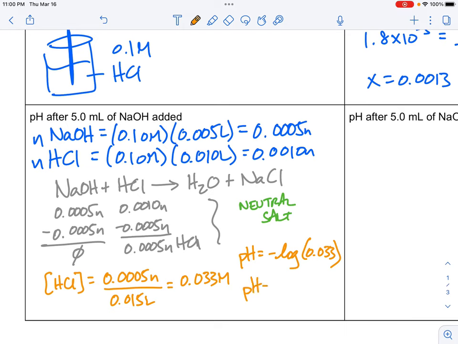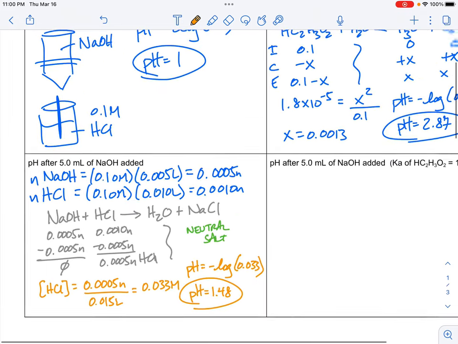And so when we take the negative log of that, we get around 1.48. And so if we can kind of compare on the strong acid side, we start out with a pH of 1, and then we're halfway to the equivalence point, and we have a pH of just a little bit more than that. And so really the pH has only changed because of the added volume, and then a slight decrease in the moles, but the moles that we have left over are moles of a strong acid. So our pH is still really, really low.